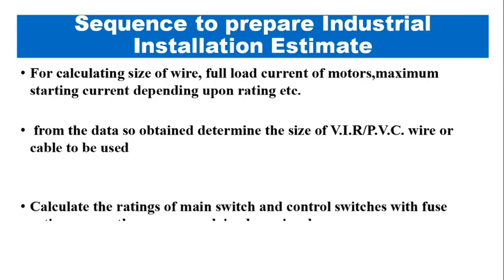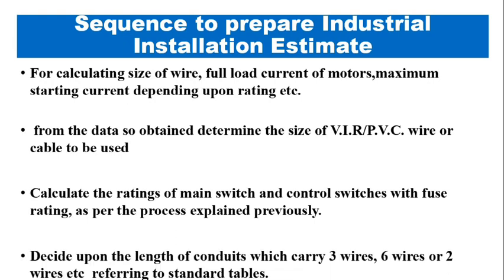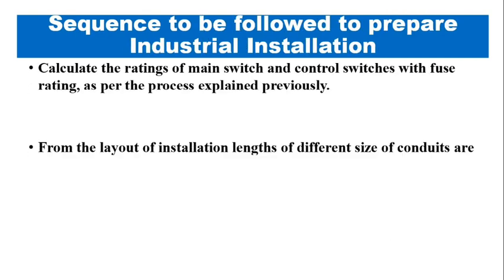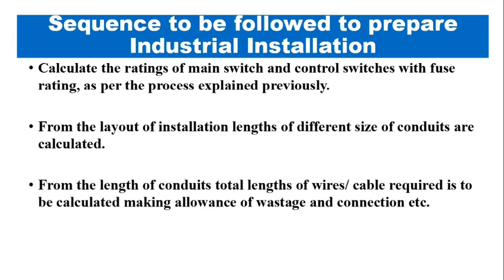Then you have to calculate the rating of main switch and control switch with fuse rating as per the given installation. As per the motor calculation, once you have decided which type of wire you are going to use, then you have to find out the length of that conduit system which is required for installation. Once you have calculated the total length of conduit required, then you have to add some wastage in it, then find out the total length of wire required.